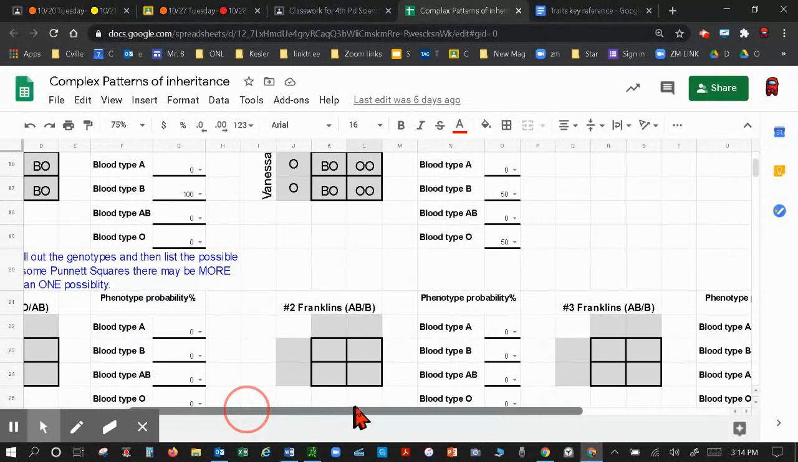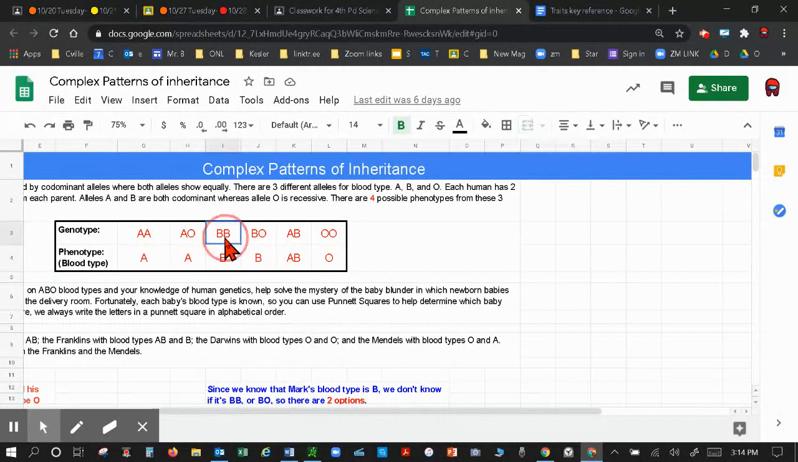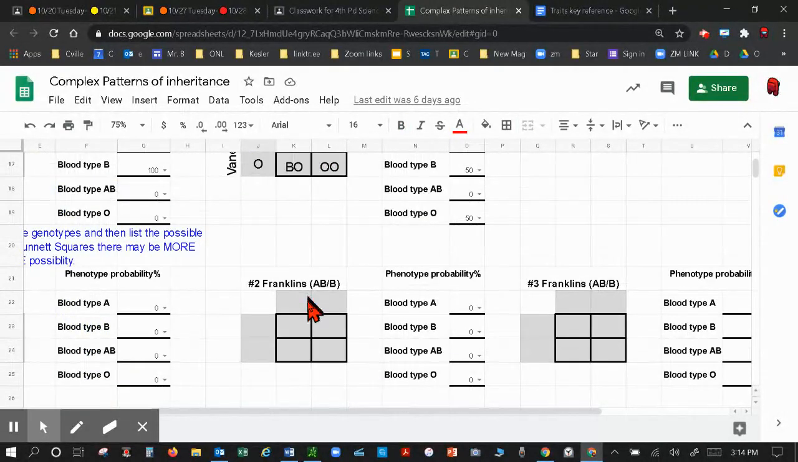Just realize if you have, for example, blood type B, there's more than one possibility. That person can be purebred B, they can be BB, or they can be BO. That's why you'll have two options, like for the Franklins. You can have BB up here, which looks something like this, or they can be BO. Both show you those phenotypes.